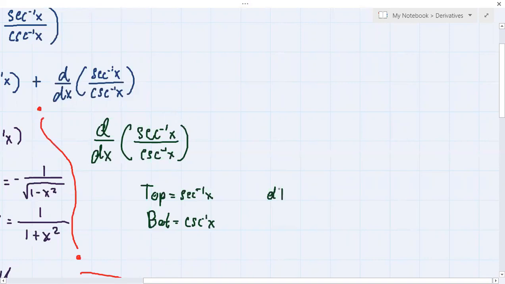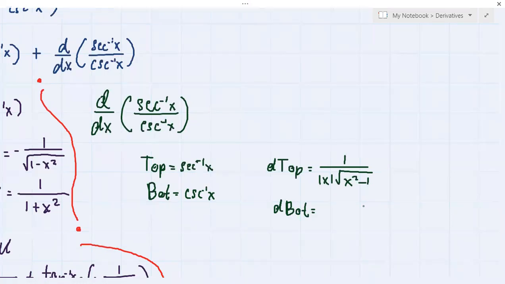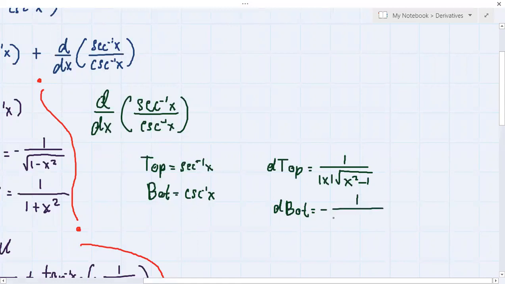Alright? Now, kunin natin derivative ng top or d top. We will have 1 all over the absolute value of x times the square root of x squared minus 1. Then, kunin natin derivative ng bottom or d-bot rather. So, derivative ng bottom, which is derivative ng arc cosecant, is almost the same as the derivative ng arc secant. However, negative na lang siya. So, magiging negative 1 all over the absolute value of x times the square root of x squared minus 1.